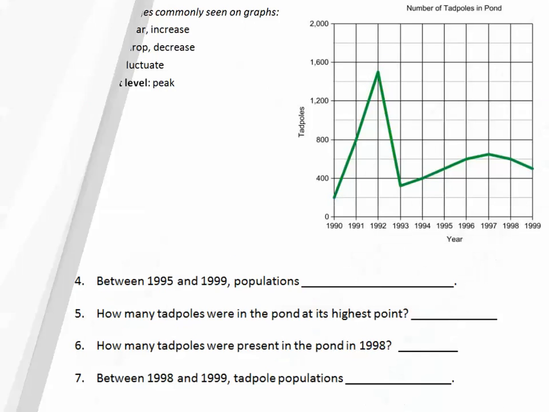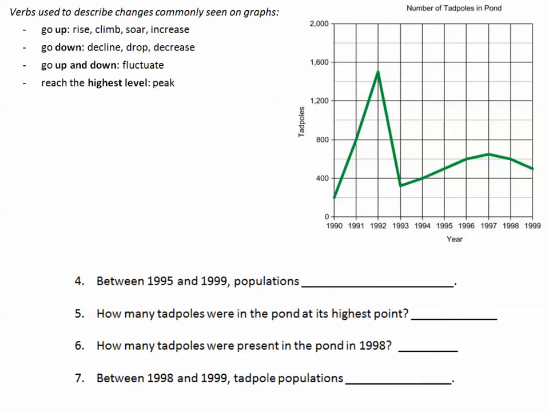Let's take a look at a few more. Between 1995 and 1999, populations, here's 1995 and 1999. So I see it's going up and then I see it's coming down. So between these years, going up and going down is fluctuate. So between those years, the populations fluctuated.